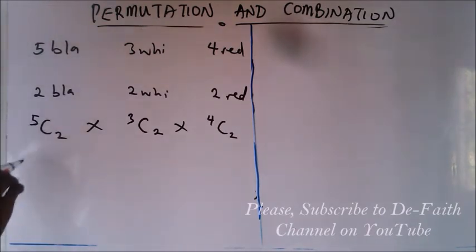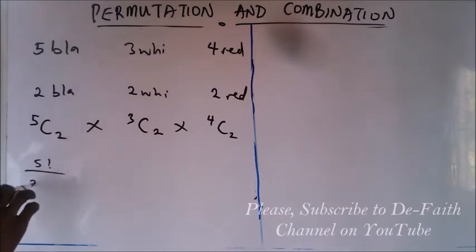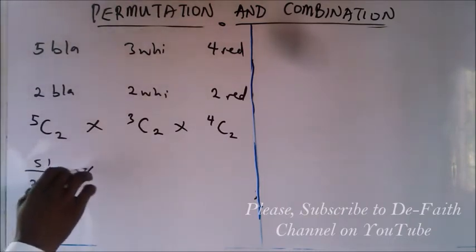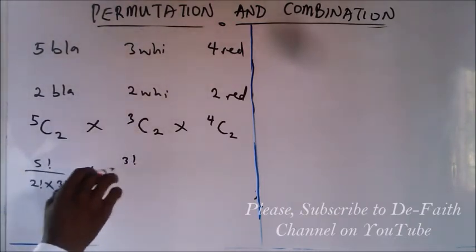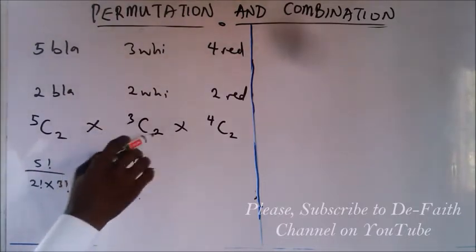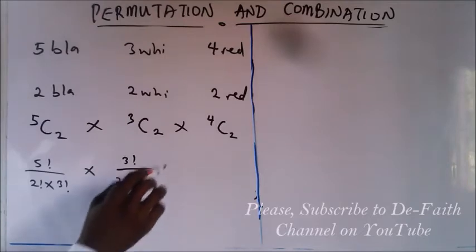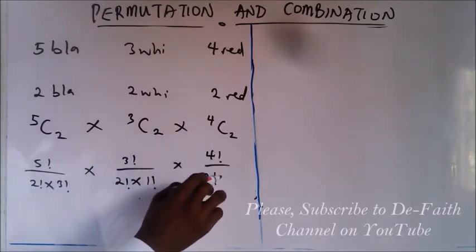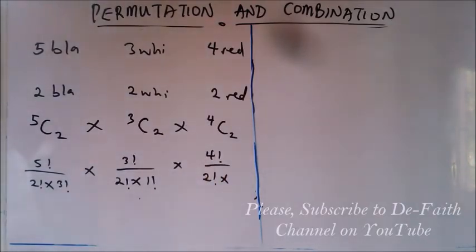We have n factorial, that's 5 factorial over 2 factorial times, that's 5 minus 2, which is 3, so that's 3 factorial. Multiply by 3 factorial over 2 factorial times, in bracket, 3 minus 2, which is 1, so we have 1 factorial. Multiply by 4 factorial over 2 factorial, multiply by 4 minus 2, that's 2, so we have 2 factorial over here.